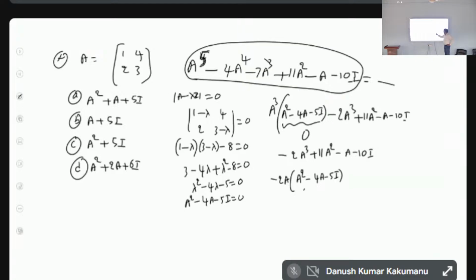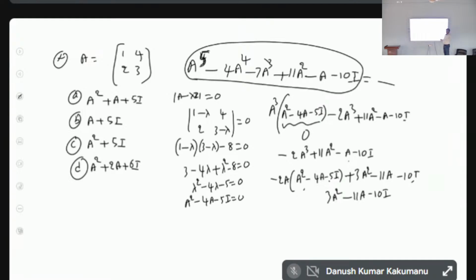Minus times minus gives plus 8A square, but here we have 11A square. With 8A square completed, the term we should get is 3A square. Then for the last terms, 10A is there, but minus A is there, so 10A minus 11A, minus A minus 10I, and this is 0. The result we got is 3A square minus 11A minus 10I.